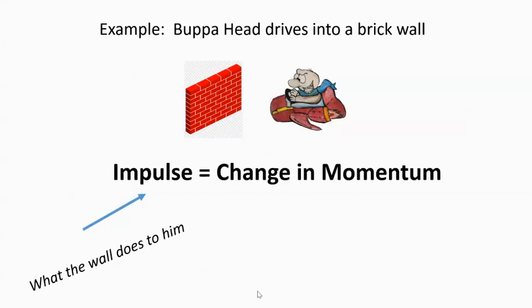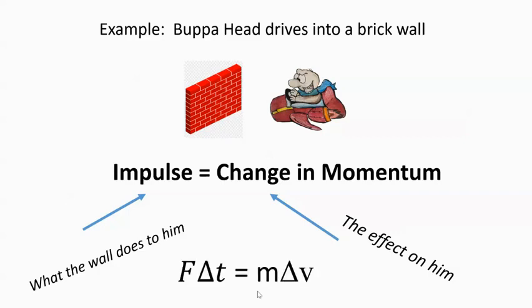So, impulse is what the wall does to him. It's the force that the wall pushes on him, multiplied by the time that the wall is doing that to him. Change of momentum is the effect on him, right? How his momentum changes as a result of running into the wall.